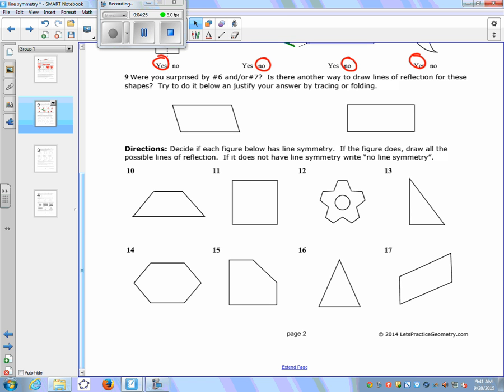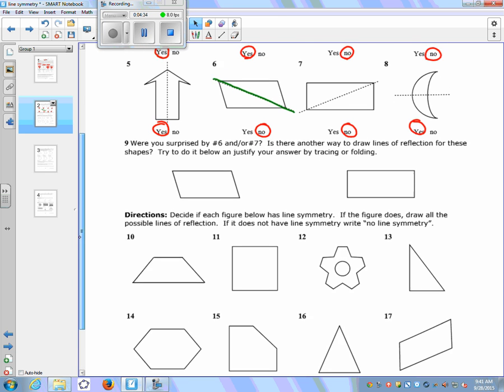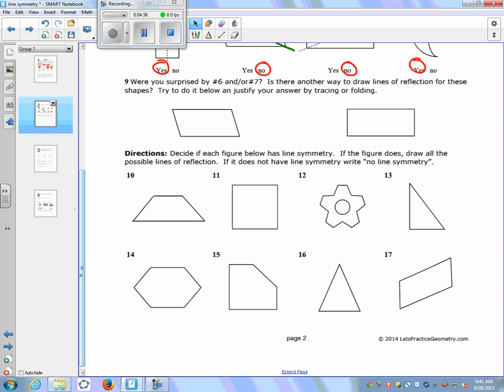Number 9 says, is there another way to draw lines of reflection for these shapes? And see if you can. Because 6 and 7, those lines didn't work, but maybe there's another way to do it.